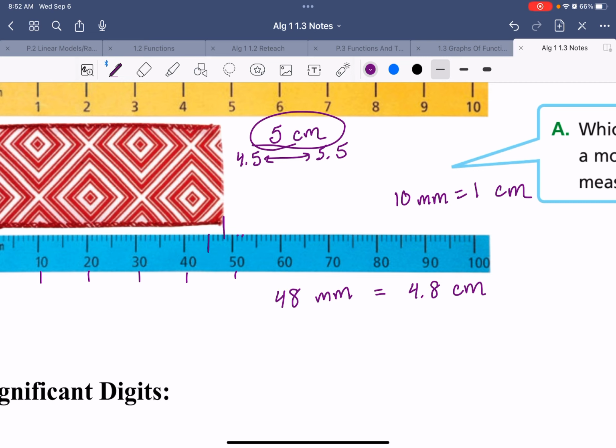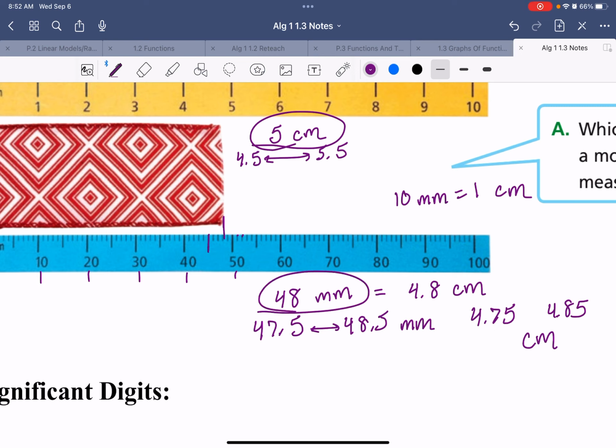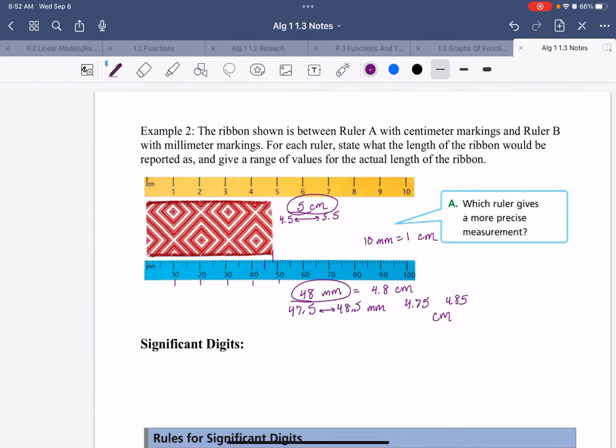So the smallest this measures is 1 millimeter. So this is anywhere from 47.5 to 48.5 millimeters, or 4.75 to 4.85 centimeters, depending. That's my window of error. It could be in between those two, but this is my reported measurement. The actual measurement could be anywhere between 47.5 and 48.5.